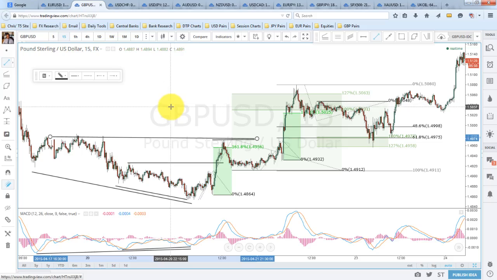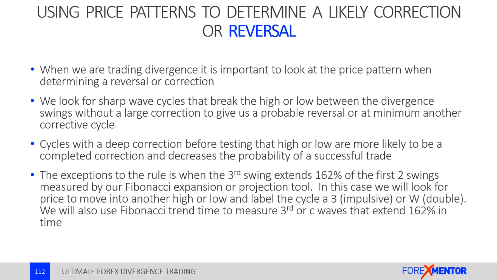Folks are going to see all of these examples time after time after time every day in the market. So we'll watch the price patterns. We want to see those sharp rallies, not the ones that subdivide before testing the key level, or I should say the high point or low point between the swings that diverged. We want to see it break that level in a sharp manner, which gives us a higher probability that we are going to see a continuation of that cycle. If we do see a three-wave swing that subdivides, we want to see the 162 extension. So we want to see that third or C wave extend.